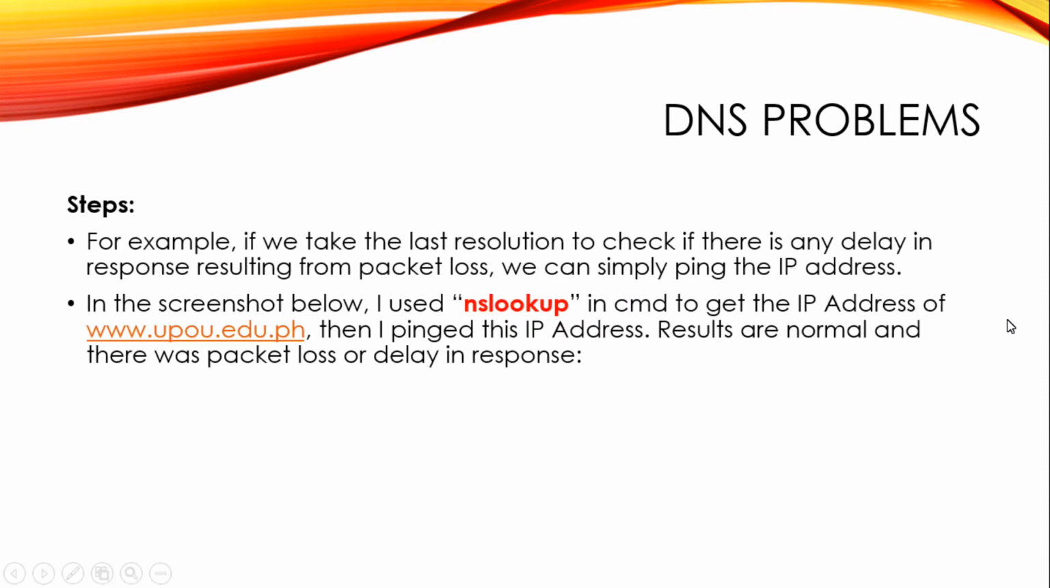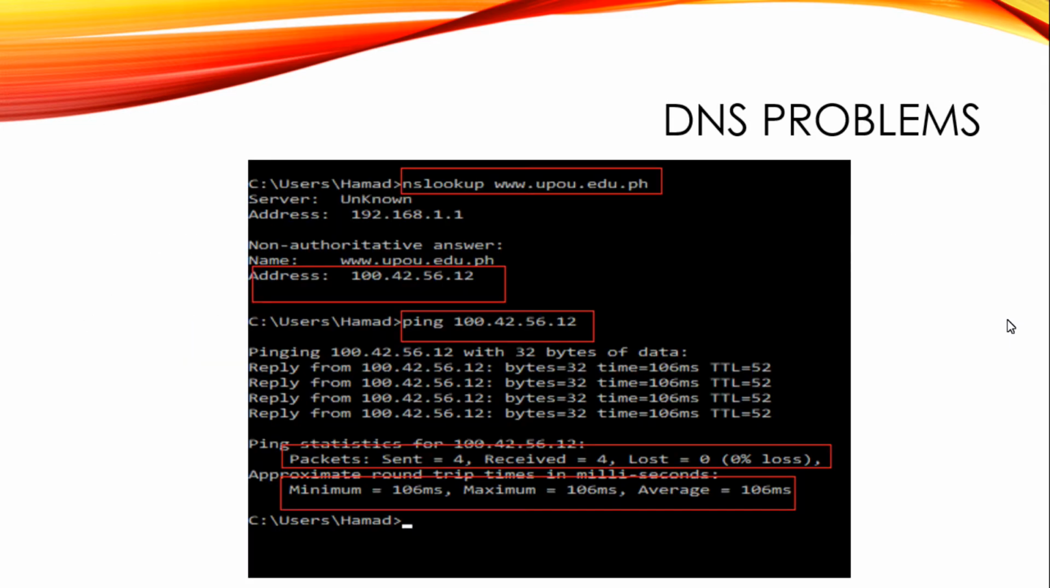I started here from the last step I discussed before. What I did, I used nslookup in the command prompt to get the IP address of UPOU. Then I pinged this IP address. As you see in the screenshot, after the nslookup, the results are normal. There doesn't seem to be any problem. No packets were lost, and the speed was not the fastest, but there is no delay in response. It was at 106 milliseconds for minimum, maximum, and average.